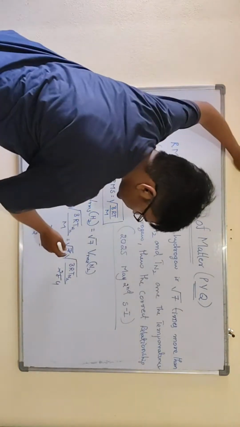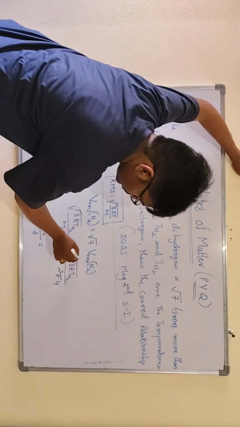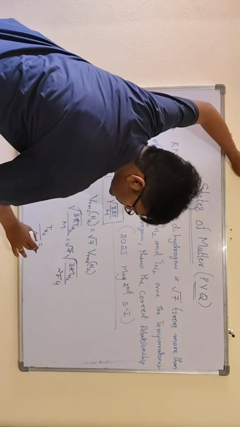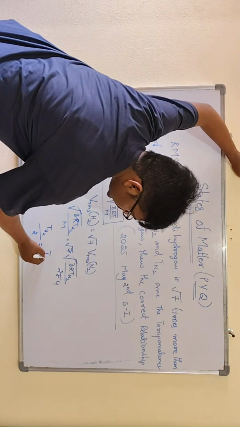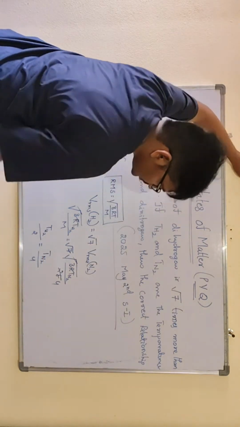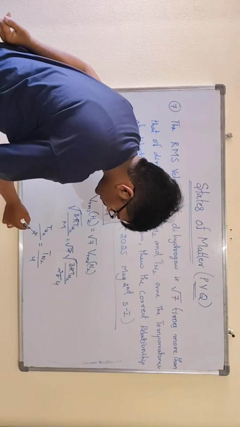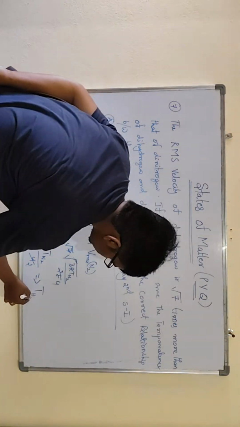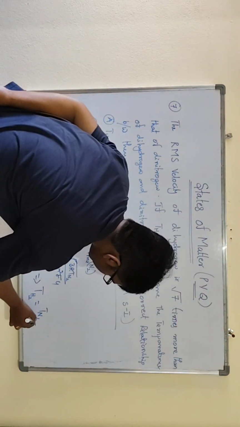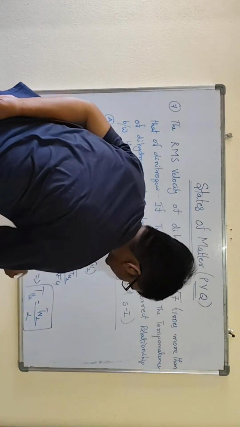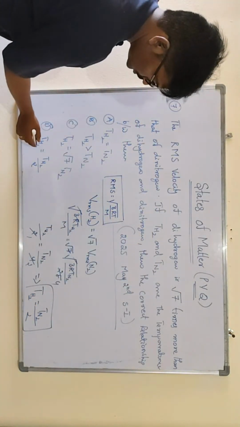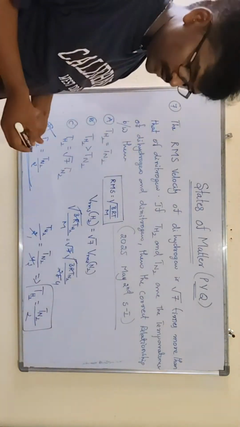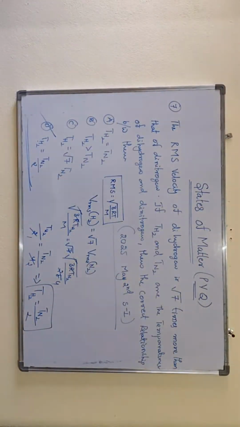Removing the square root of 3RT on both sides, we can take it as TN2 divided by 4. So TH2 divided by 2 equals TN2 divided by 4. From this, TH2 equals TN2 divided by 2. This is the relation between them, and this is the answer. Clear? Understood, all of you? Yes, note down the question carefully.